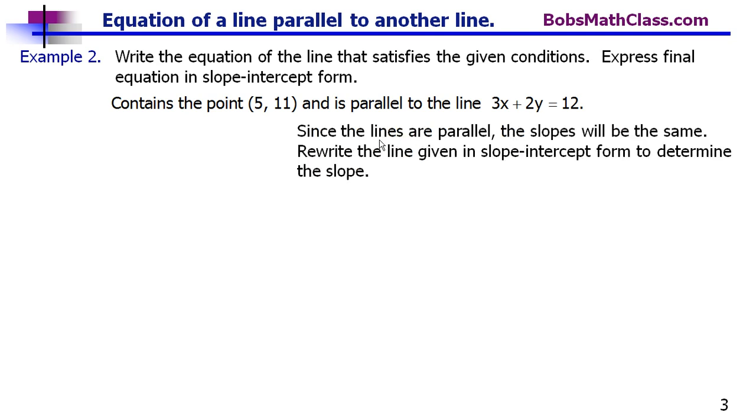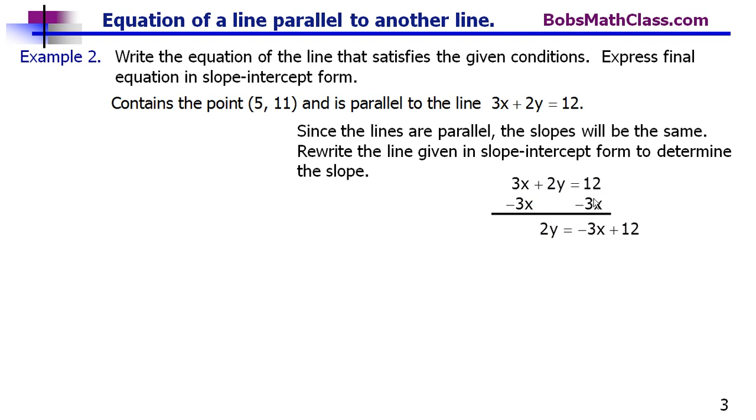Okay, so it's written out here. Since the lines are parallel, the slopes will be the same. Rewrite the line given in slope-intercept form to determine the slope. Okay, so 3x plus 2y equals 12. Subtract 3x on both sides. 2y equals, you could write 12 minus 3x, but we want y equals mx plus b, so we want the x term first. These aren't like terms, so you wouldn't subtract them and get 9x. So just bring down the 2y.